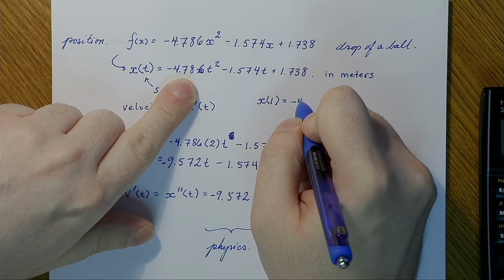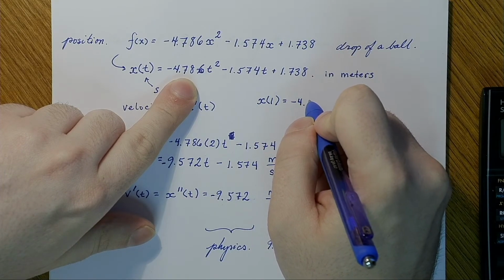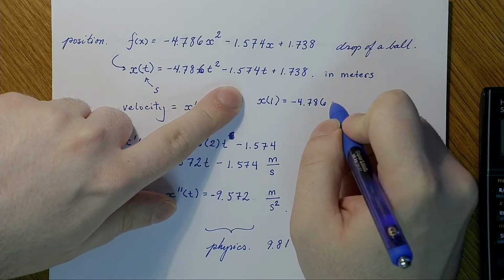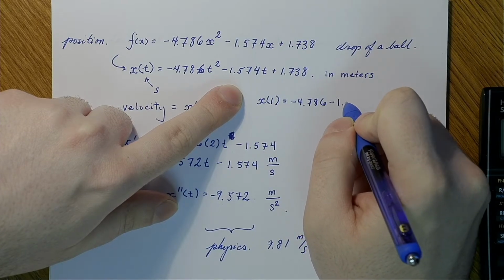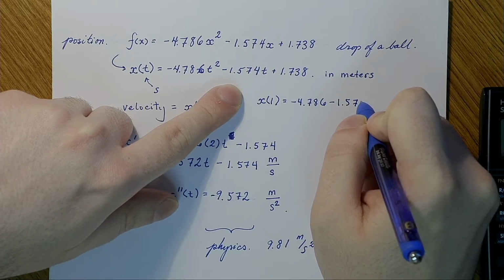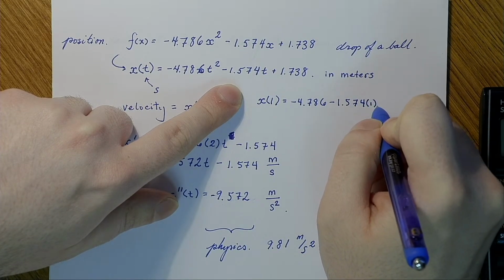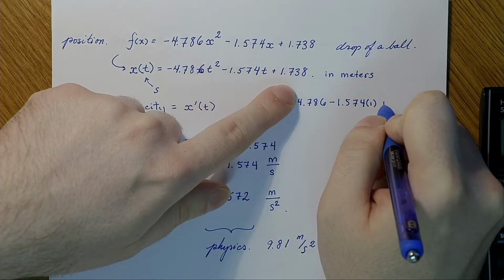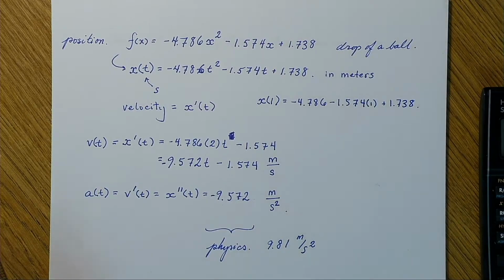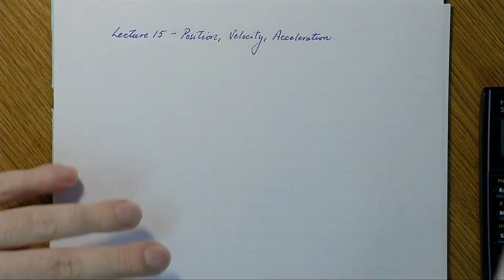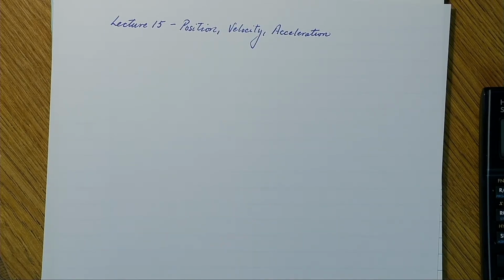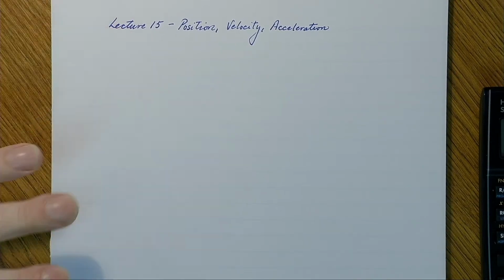So it's minus 4.786, 1, minus 1.574, that's times 1, plus 1. Okay. So again, that's the nice thing about that. Let's do an example now.